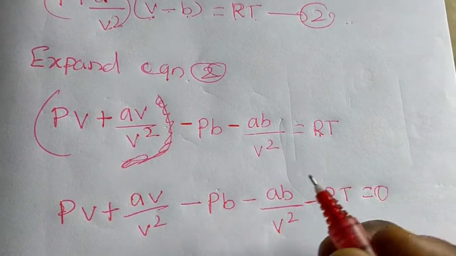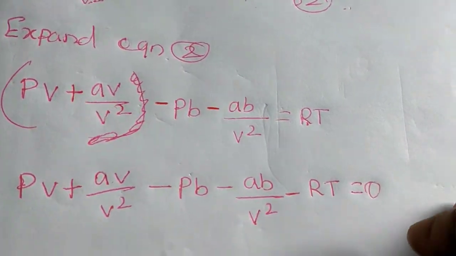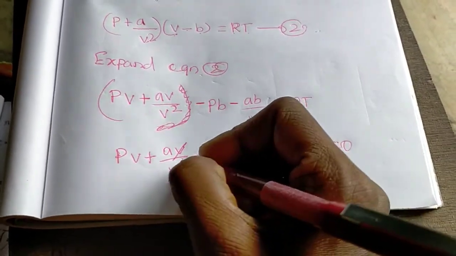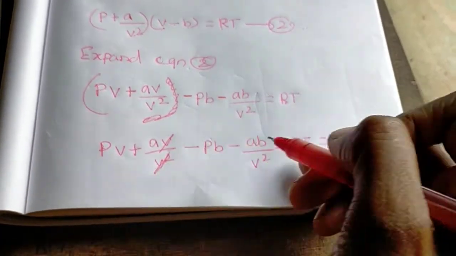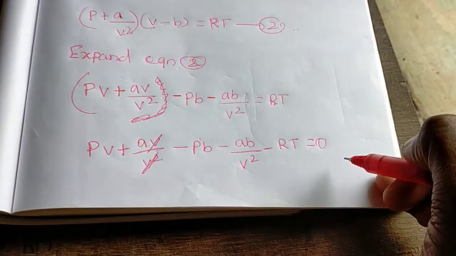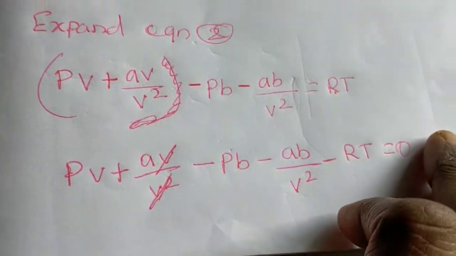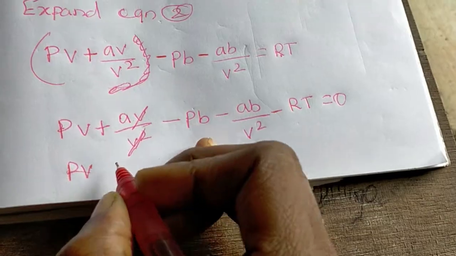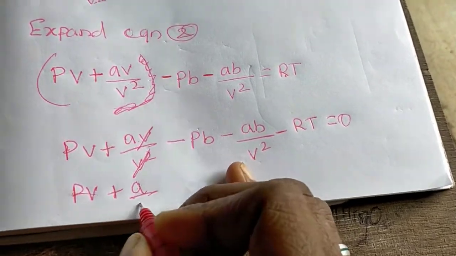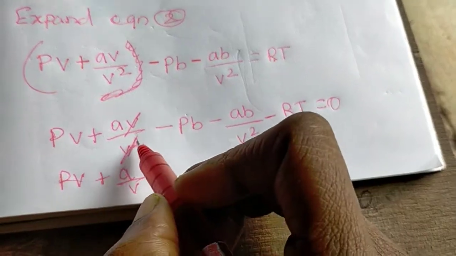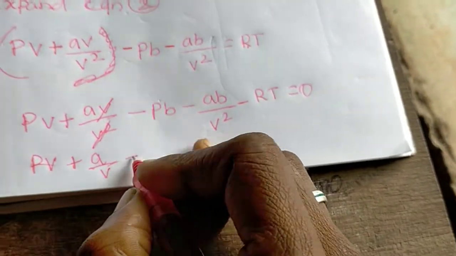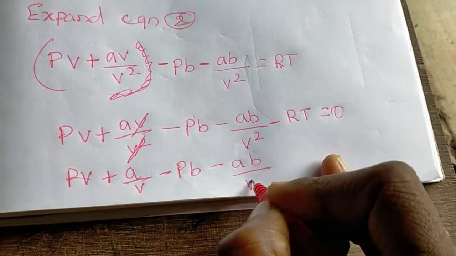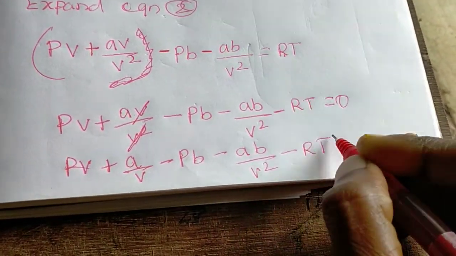So then cancel the term. How to cancel it? Cancel this v with this v square, so it will become a by v. Then any common term to cancel? No. So write the equation Pv plus a by v. So we cancel only one v. So it will become a by v minus Pb minus ab by v square minus RT is equal to 0.